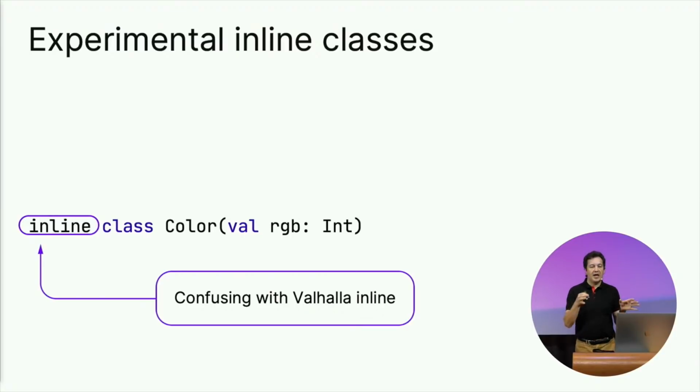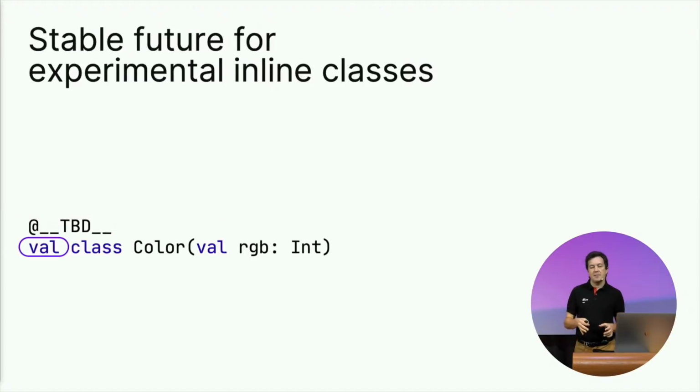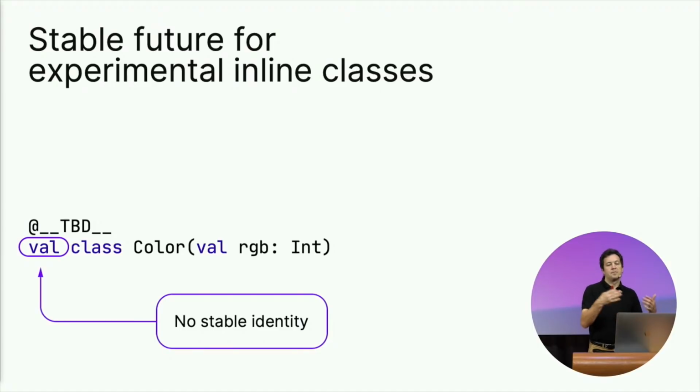Instead of having an inline class modifier, we can say that an inline class is just a value-based class, which is true because inline classes, as they're implemented now, don't have a stable identity. They're boxed only when needed, and so the identity changes. And you can't do identity comparisons of them. So they are a value-based class. So we can use this val modifier to say that this class doesn't have a stable identity. It only relies on its value.